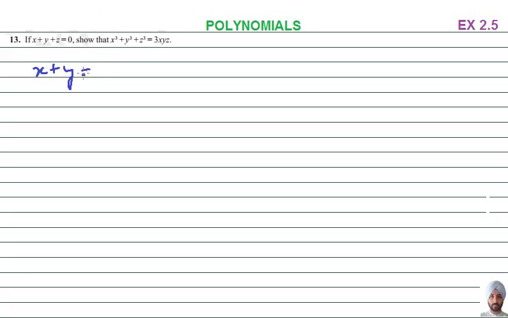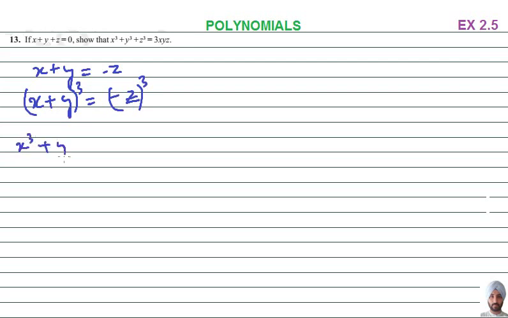So x plus y plus z is equal to 0. What I am going to do is transpose z over here. So x plus y is equal to minus z. You can transpose y also, you can transpose x also. There is no particular attachment with z. You can take any one to the RHS. Now what we can observe here is that we have cubes. We have to deal with cubes, so cubing both sides.